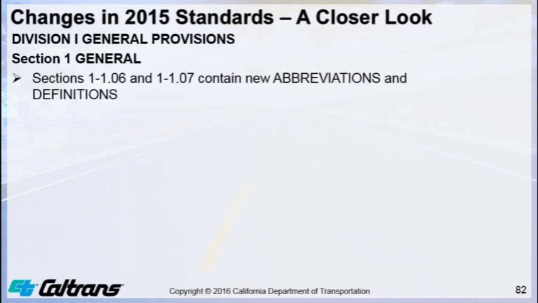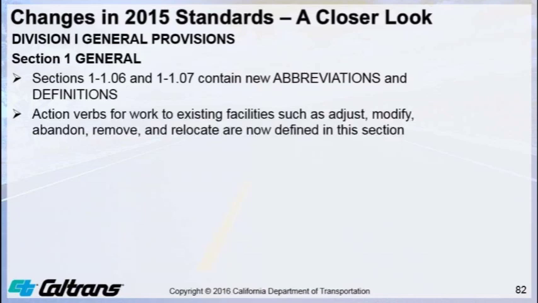So in sections 1-1.06 and 1-1.07, we have some new abbreviations and definitions. I'm going to go through and show you a couple of the more significant ones. There are now definitions for the action verbs for work to existing facilities, such as adjust, modify, abandon, remove, and relocate.